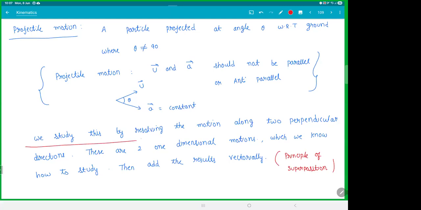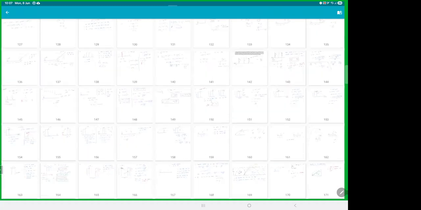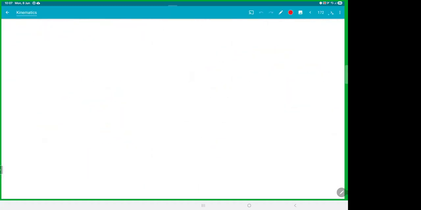We study this motion by resolving the motion along two perpendicular directions. Did I ever say it should be up and down, right, left? We never said that. We always said divide the motion in any two directions. They should be perpendicular, isn't it? So this is the technique we are going to use. Since you can divide in any direction, let's choose your x and y axis in a very convenient way.